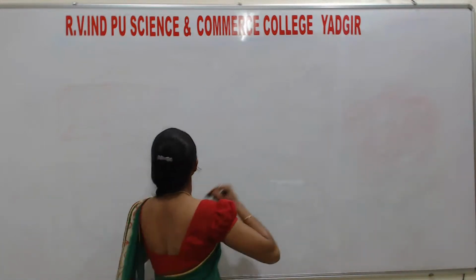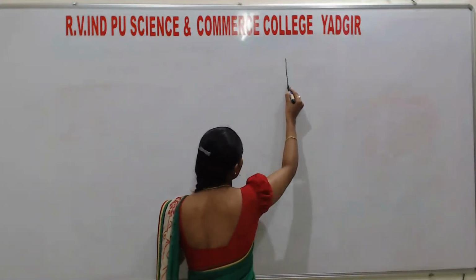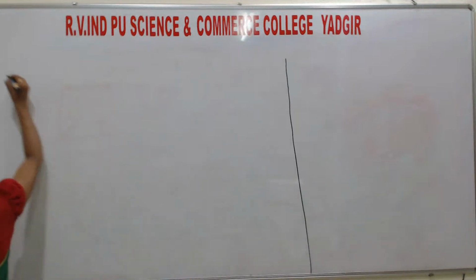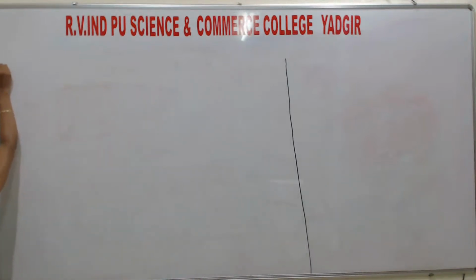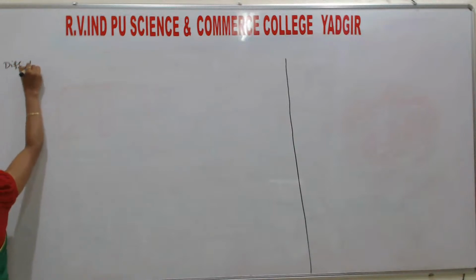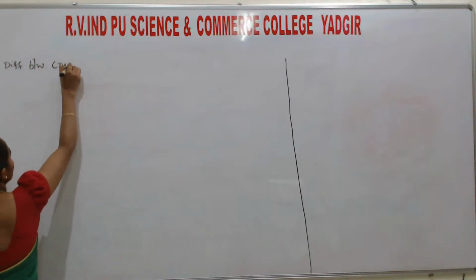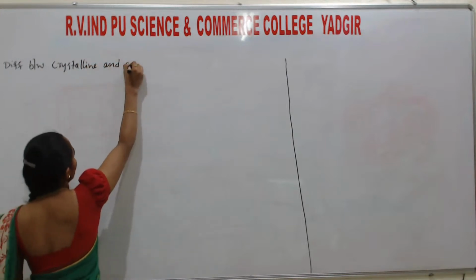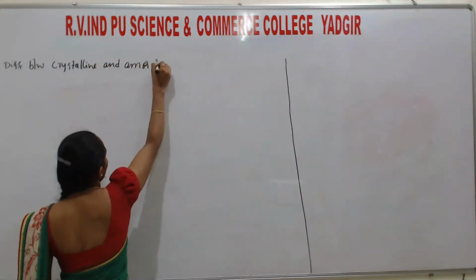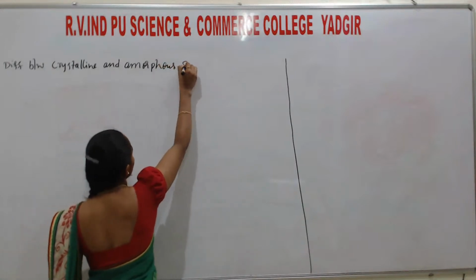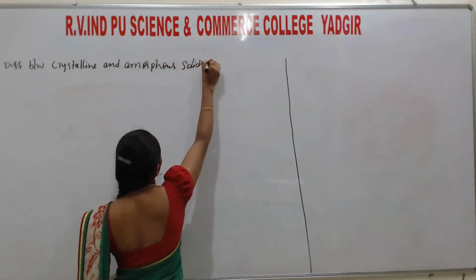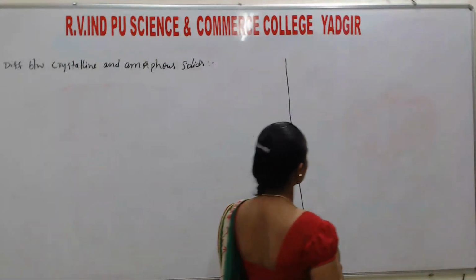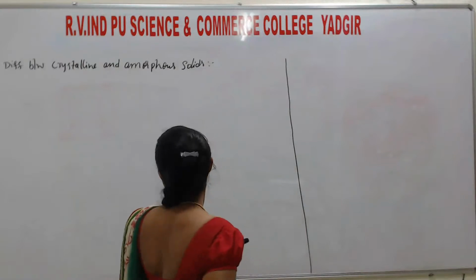Second one is difference between crystalline and amorphous solids. Second question, that is difference between crystalline and amorphous solids. Okay. First I will write the structure of crystalline and amorphous, then you will come to understand. Okay.